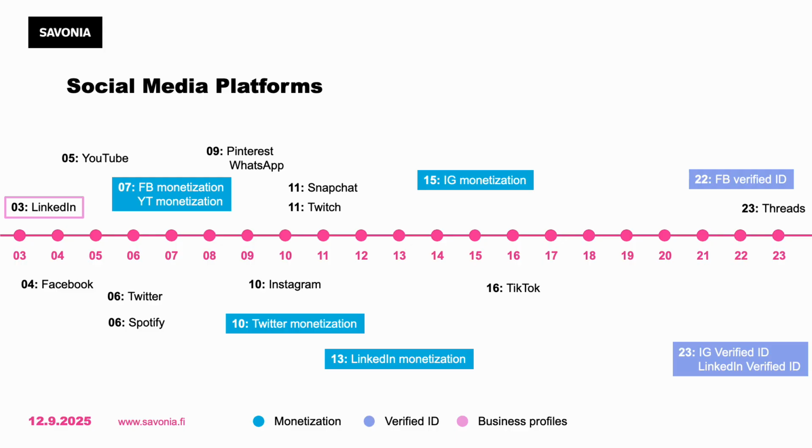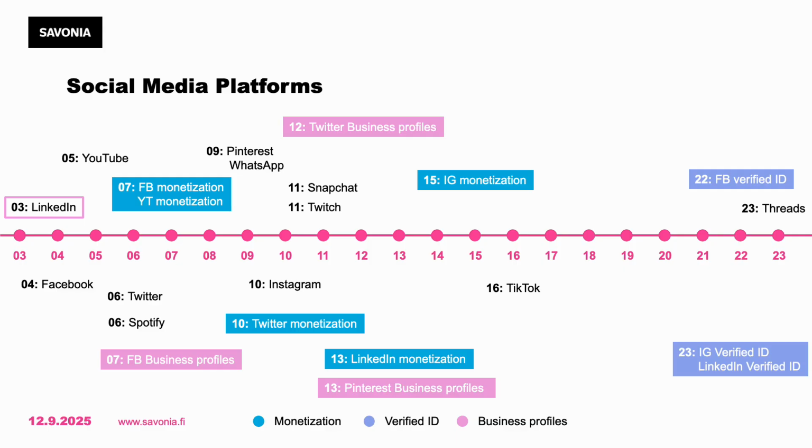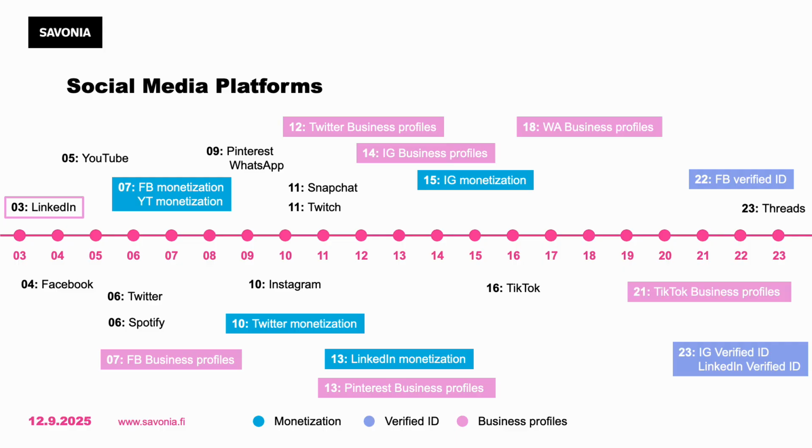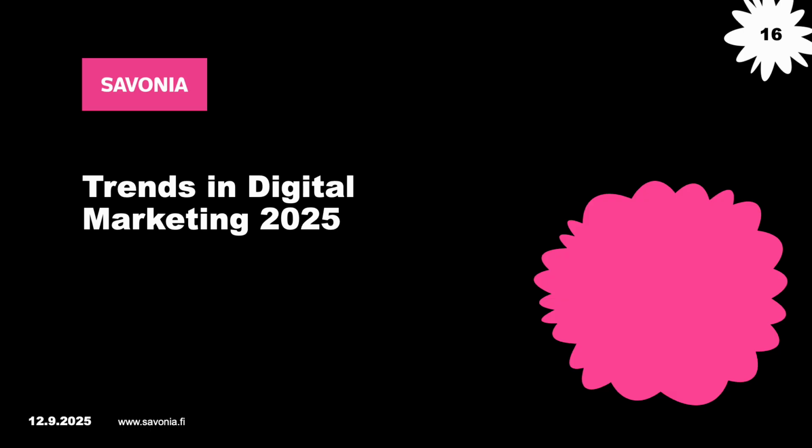Business profiles were originally intended for LinkedIn. However, we can see that in 2007, business profiles were already available on Facebook, in 2012 on Twitter, in 2013 on Pinterest, in 2014 on Instagram, in 2018 on WhatsApp, and in 2021 on TikTok.